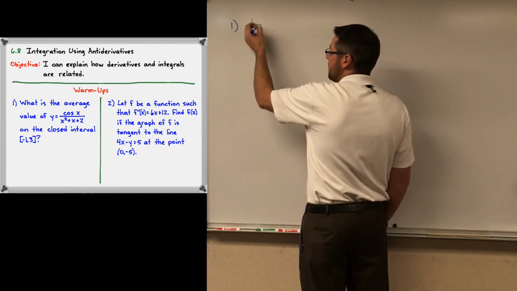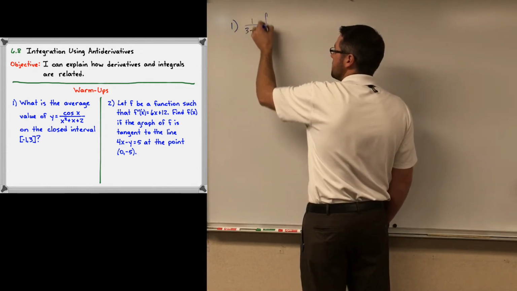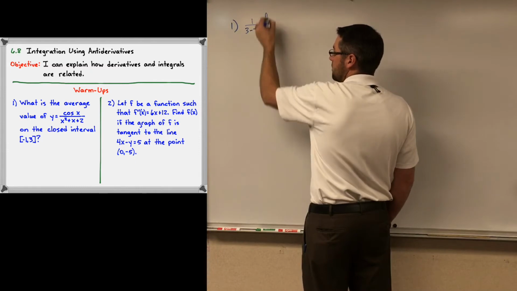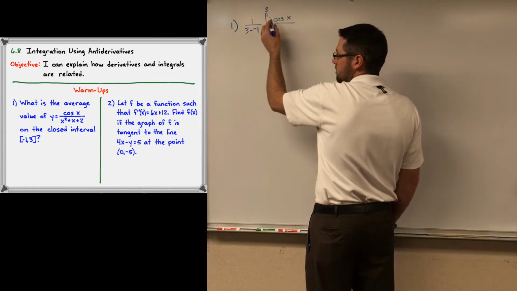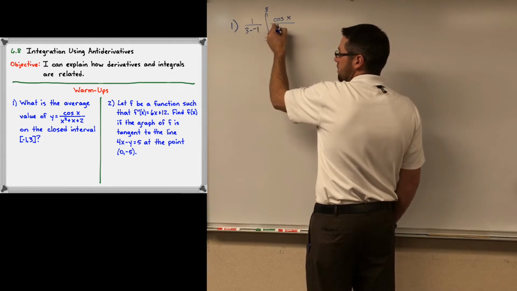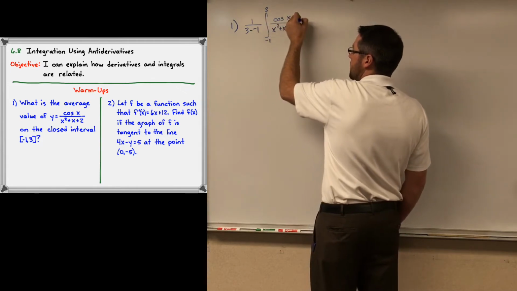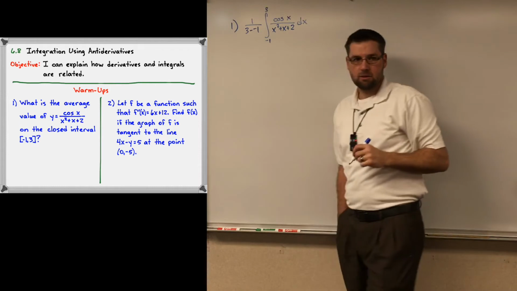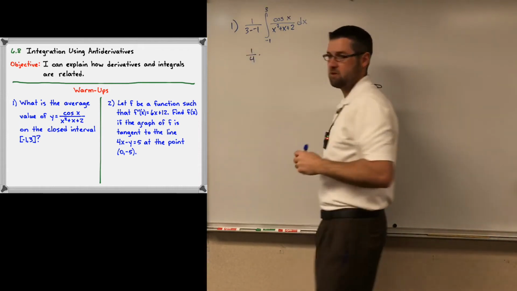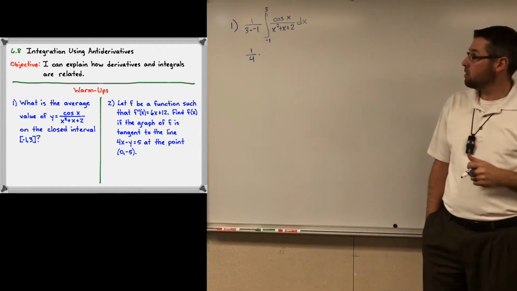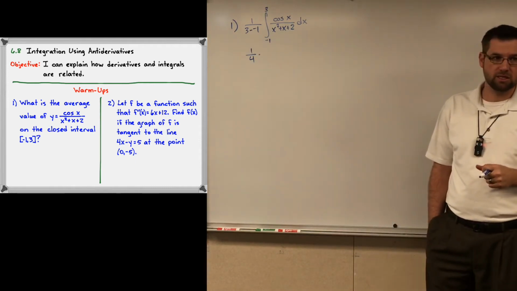3 minus negative 1, times the integral from negative 1 to 3 of cosine x over x squared plus x, dx, right? Yeah. And so this becomes 1 over 4 times whatever that is. What was the integral from negative 1 to 3? What did you guys get for that?